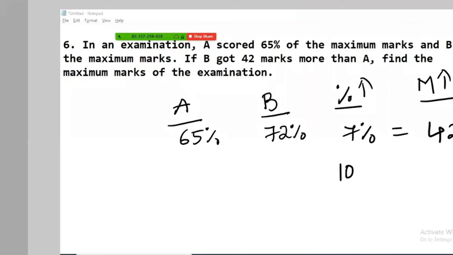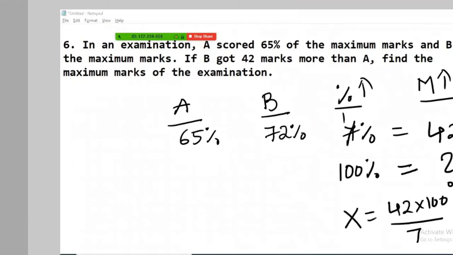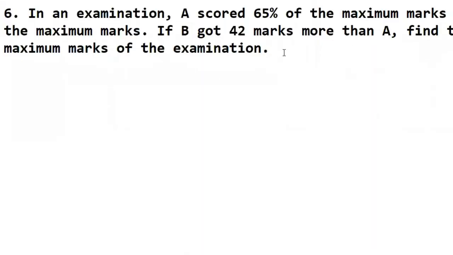He is asking maximum marks. Maximum marks is always 100%. Then 100% equals to what? So calculate the value. 7 ones are 7. You can take X is equals to 42 into 100 by 7. 7 5s are 35, 7 6s are 42, so 6. So X is equals to 600. Okay, let's go to the next question.